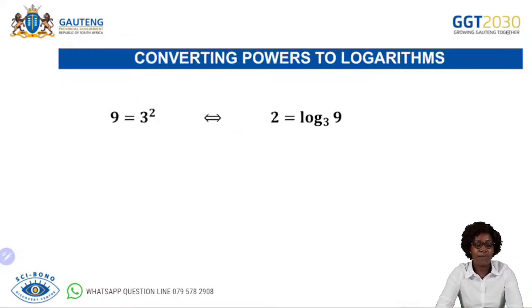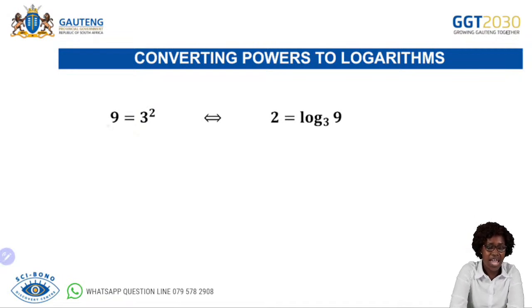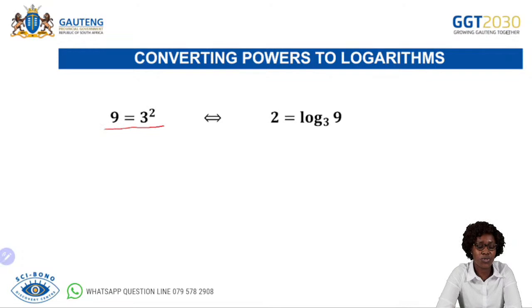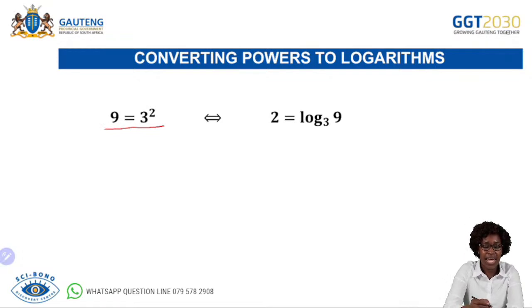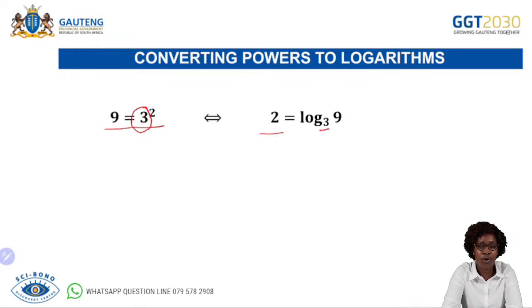Right, let us look at the first example that I have for you here. When I have 9 equal to 3 raised to the power of 2, and I'm converting this to logarithmic form, like I said before, a log is an exponent. So you take 2, which will be equal to the log to the base that you already had, which is your 3. So that becomes the base of the log, and then you put down your 9 as the number.